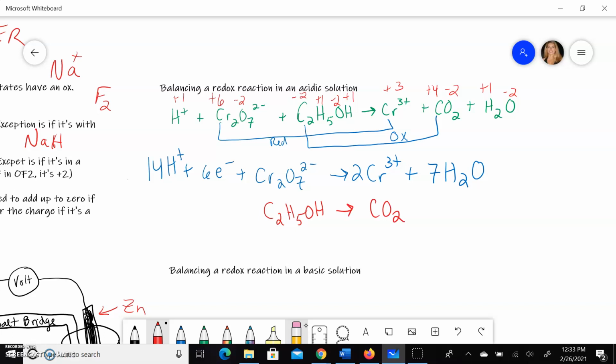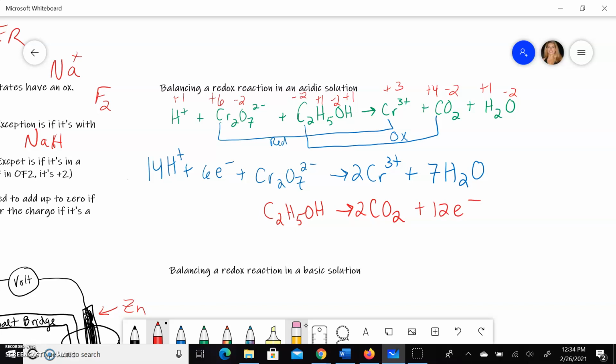First thing is to balance the number of atoms. We have 2 carbons on the left and only 1 on the right, so let's fix that. And then we're going to do the difference in charge. So carbon went from -2 up to +4. That's a difference of 6. And we have 2 carbons, so we need 12 electrons. And we're going to put them on the side with the higher charge.